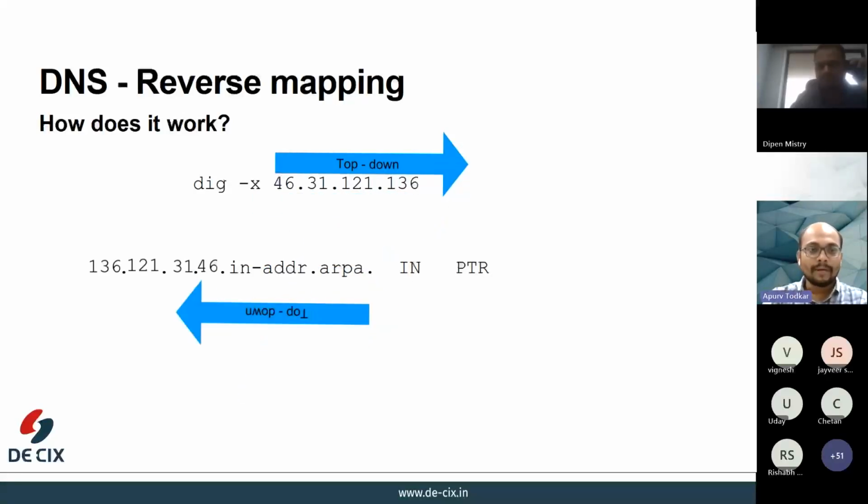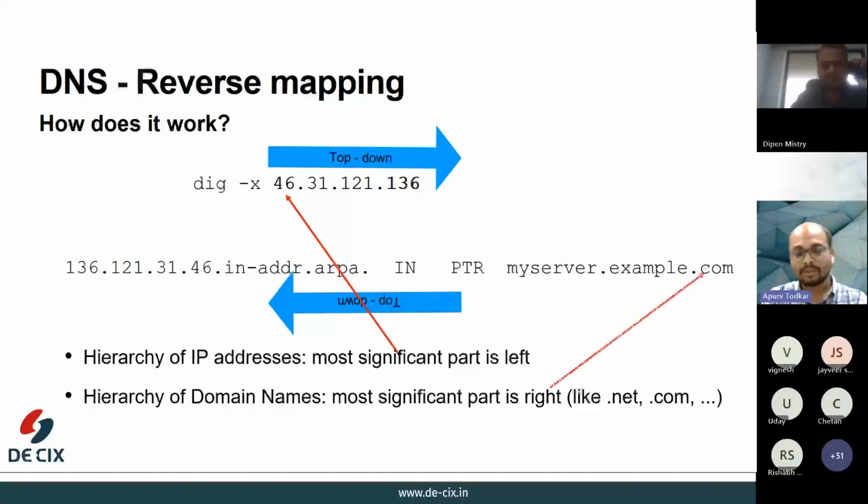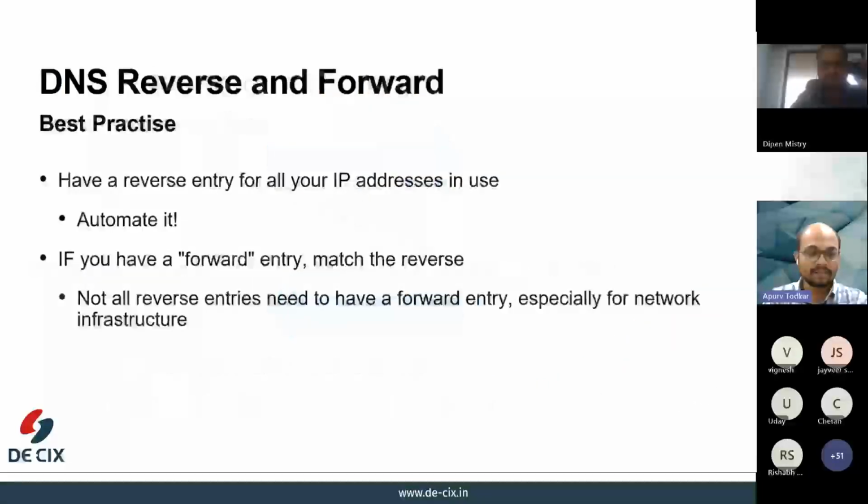When you query for an IP address, the most important part is on the left-hand side of the IP address, and it's hierarchical. But when you consider a domain name, the most important part is on the right-hand side. So we swap the entire label onto the opposite side, wherein when you query for 136.121.31.46, it automatically returns the answer myserver.example.com. It's that simple. So this is the hierarchy I specified earlier: the most significant part is on the left-hand side in an IP address, and in the domain name it's on the right-hand side. And for IPv6 it's the same thing.